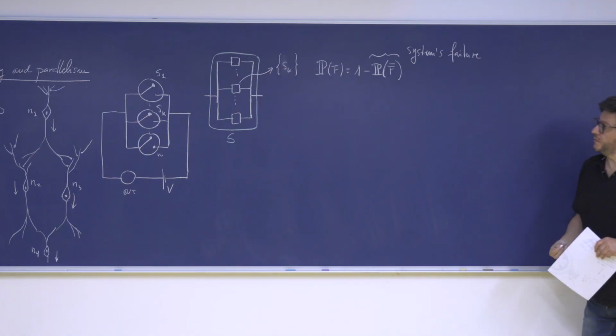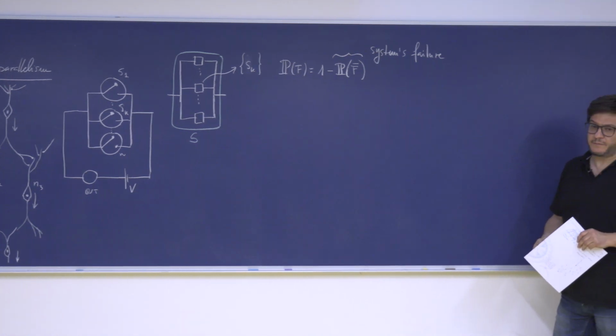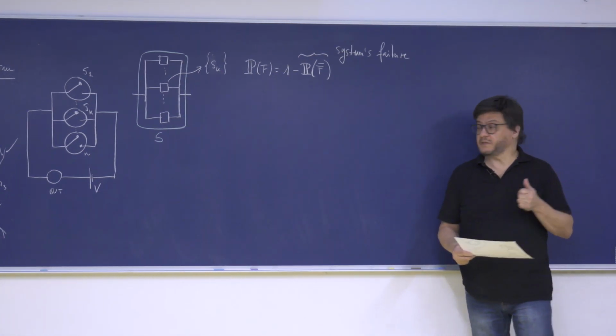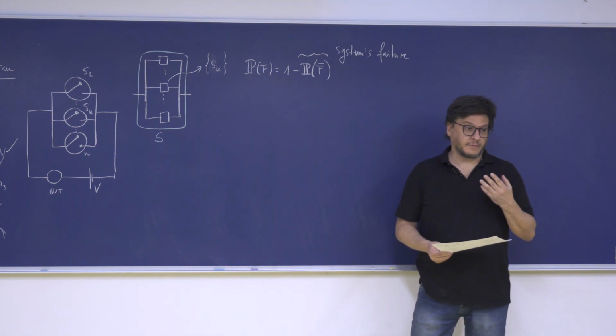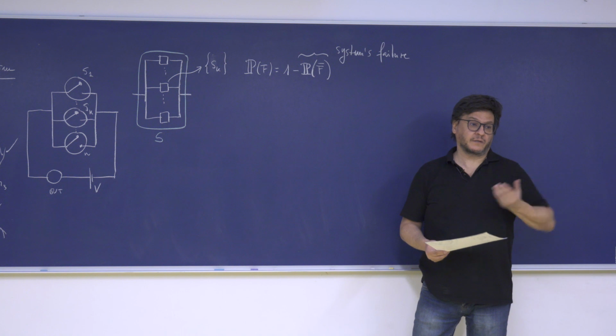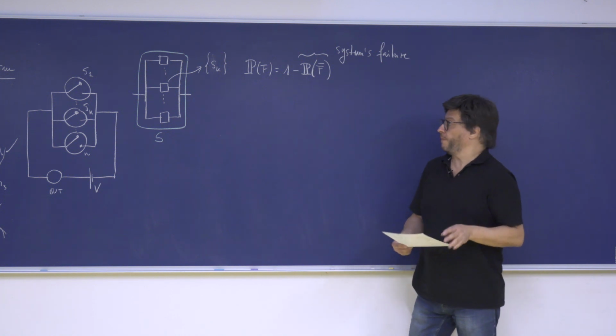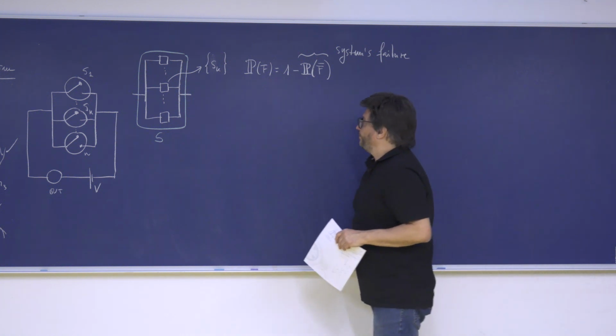Okay? So why systems failure? Because there's only one way in which a parallel system, as I have shown here, can fail. It will if every single unit fails. Okay? So how do we calculate that?